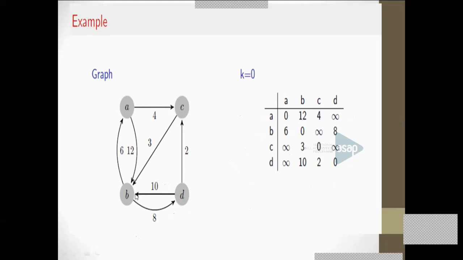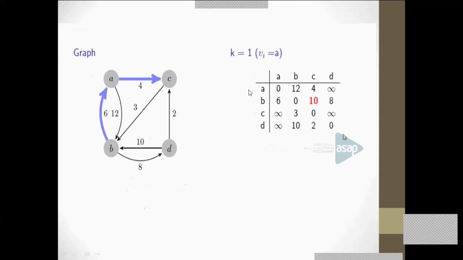And here C also, you can see C to A, there is no direct path, infinity. C to B, there is a direct path 3, C to C 0, C to D, there is no direct path, infinity. Then D to A, there is no direct path, infinity. Then D to B, there is a direct path 10. Then D to C, there is a direct path 2. D to D, it is 0. And this is actually when k equal to 0. There is no intermediate vertex.